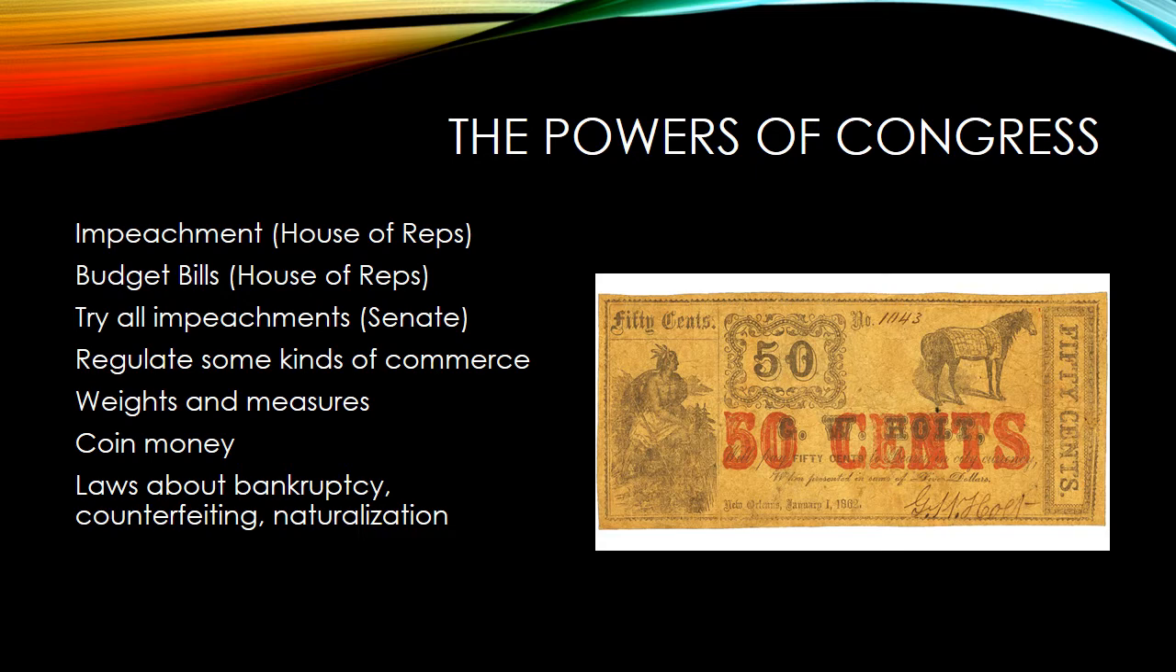What Congress jointly does, they regulate some kinds of commerce that is between the states, with foreign nations, and among the Indian tribes. Establish uniform weights and measures. Coin money, so that is to mint coins rather than, at this point, printing paper money. Passing certain kinds of laws, that is laws about bankruptcy, about counterfeiting, about naturalization, or getting people made into citizens.